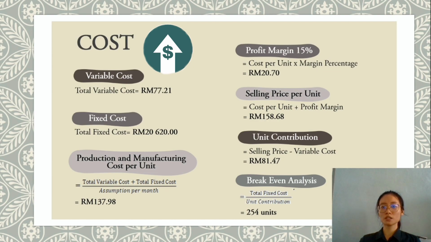By the way, to obtain the production and manufacturing cost per unit, we have assumed 150 products to be produced per month. Next, the margin that we use is 15%, which in the end we get 20 ringgit and 70 cents. Throughout the calculations, we obtained around 254 units for the break-even analysis.